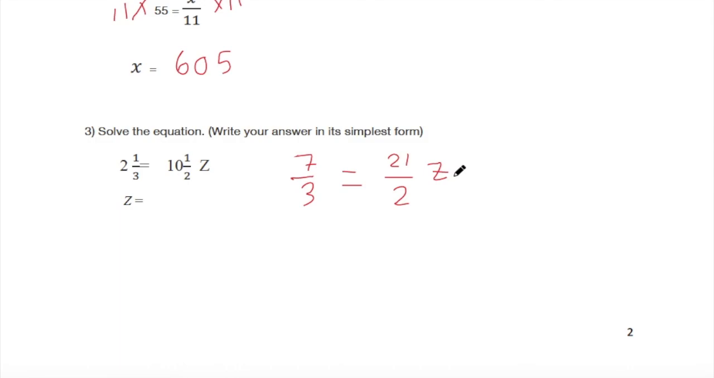According to the division property of equality, we are gonna divide by 21 over 2, which is the same as multiplying by the reciprocal of 21 over 2. So we will multiply both sides by 2 over 21. So now z equals, here you can notice that we have a common factor, which is 7. If you divide by 7 equals 1, if you divide by 7 equals 3. So it will be 2 times 1, which is 2, and 3 times 3 is 9.